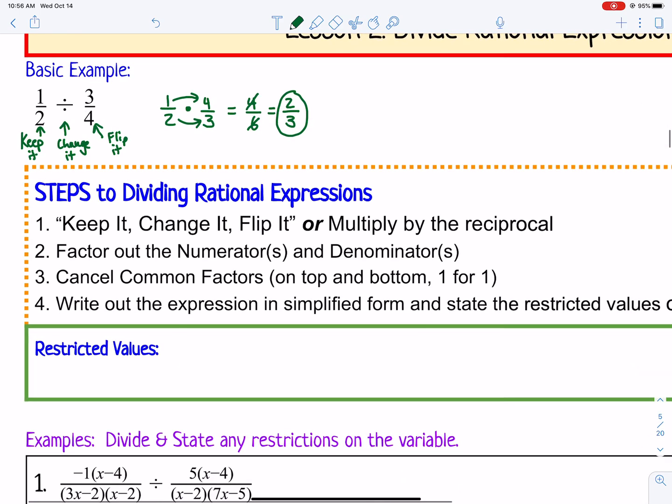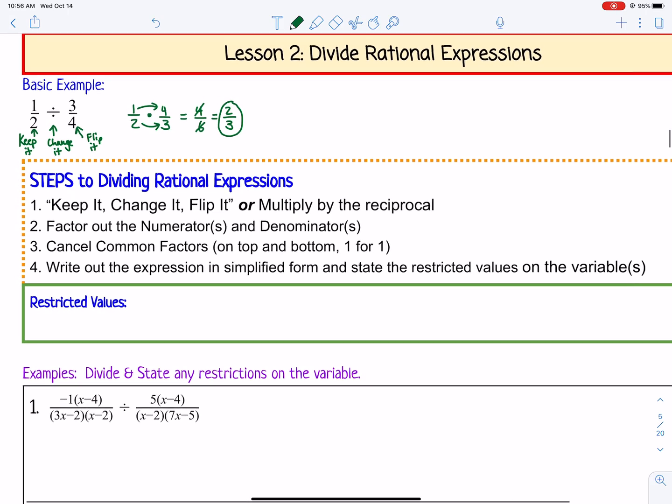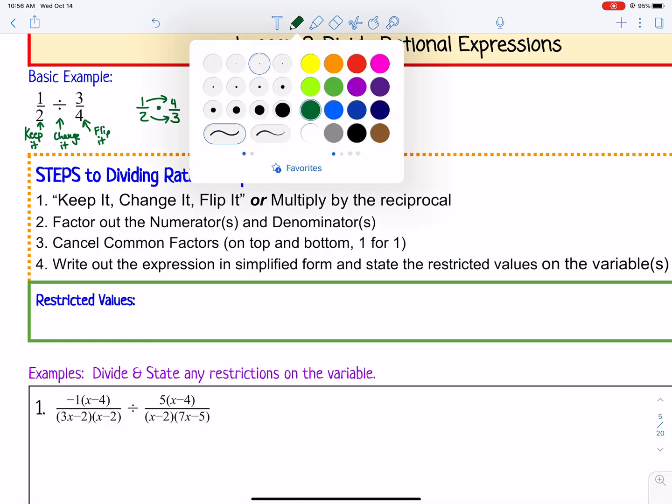So let's look at steps to dividing rational expressions. So our first step is to do the keep it, change it, flip it, or multiply by the reciprocal. Then the next 3 steps are just like what we did for multiplying and simplifying. So we want to factor everything out, we want to cancel common factors, and we want to write out the expression in simplified form. And of course we have to state the restricted values since we're dealing with fractions.